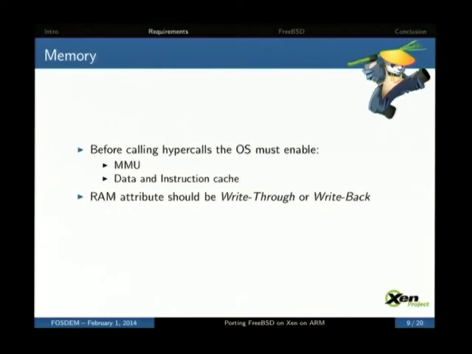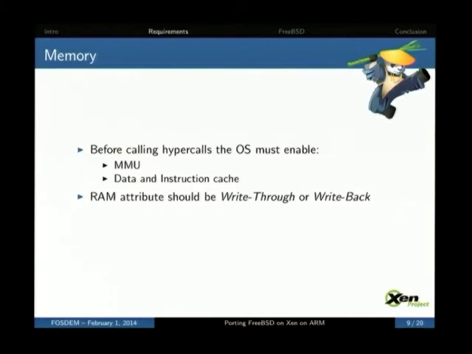So when you have started to discover your hardware, and you need to talk with Xen, you need to have some specific memory attributes. The first thing is, before calling any hypercall, so calling the hypervisor, you must enable the MMU and the data and instruction caches. Without that, as we enable caching, when the data is shared, we can lose data. It's an ARM requirement to have the same cache memory attributes between the hypervisor and the operating system.